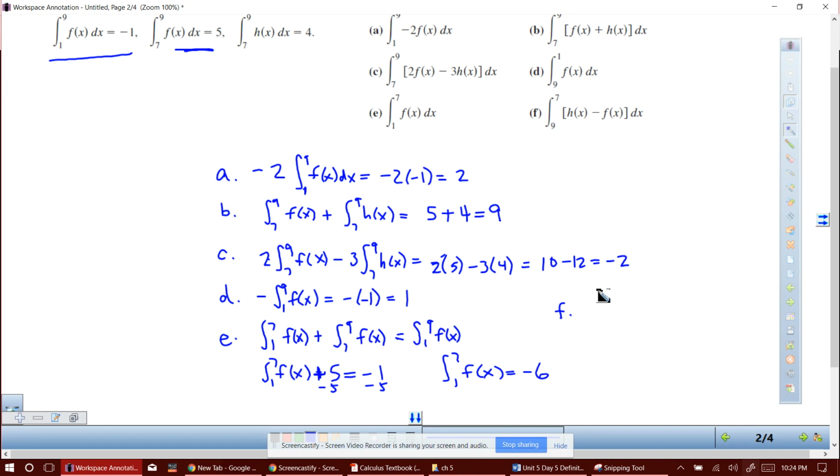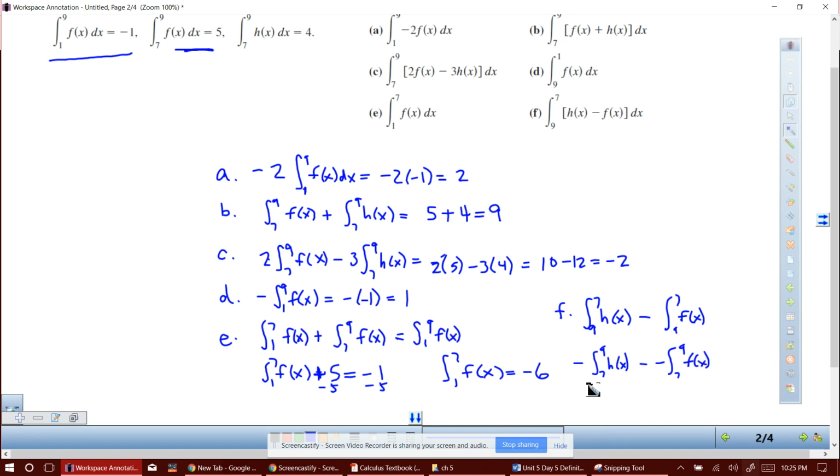And again, I can split that up. So I want to do from, well, it's backwards. So actually, let's leave it as backwards. So 9 to 7 of h of x, and then minus 9 to 7 of f of x. And now apply the switching rule. So that'd be -7 to 9 of h of x minus, that'd be -7 to 9 of f of x.